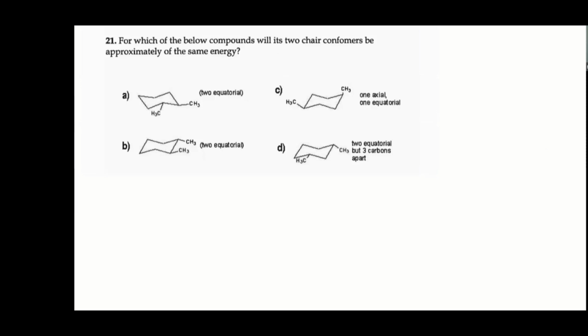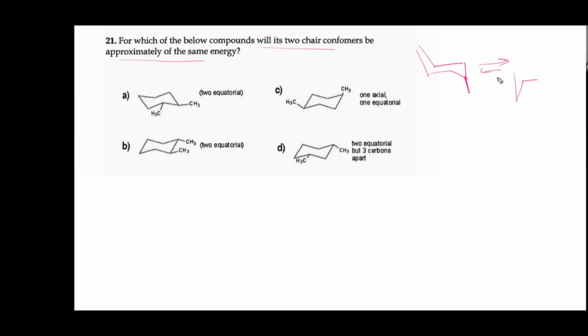All right. For which of the below compounds will two chair conformers be approximately the same energy? So we have to see which two chair conformers for the molecule will be the same energy. The background is you have, say for example, methyl cyclohexane. This can exist in a different conformation.